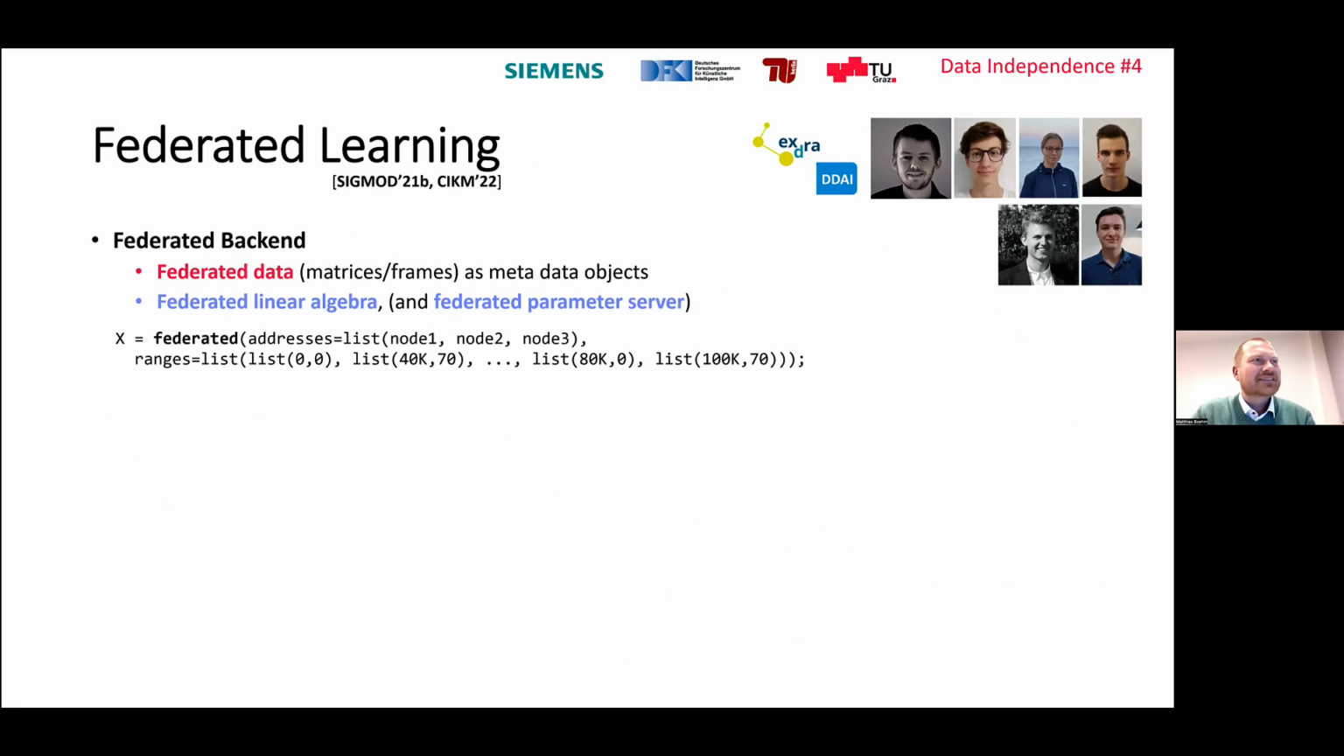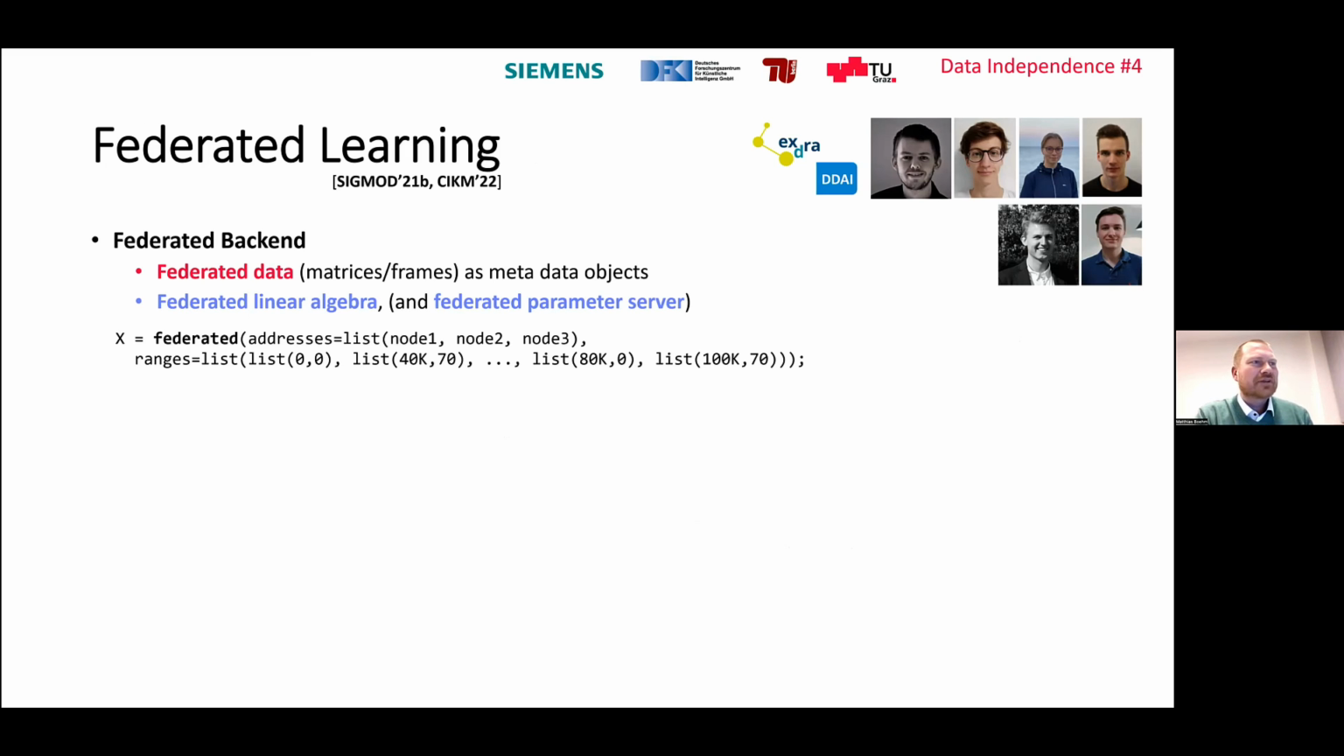The fourth case of data independence is our federated learning backend. Here we support new federated data objects, which are essentially metadata objects. Federated learning, sorry for not introducing it, aims to train models without central data consolidation, for data ownership and data privacy requirements. Now, most existing work adopts a classical parameter server architecture.